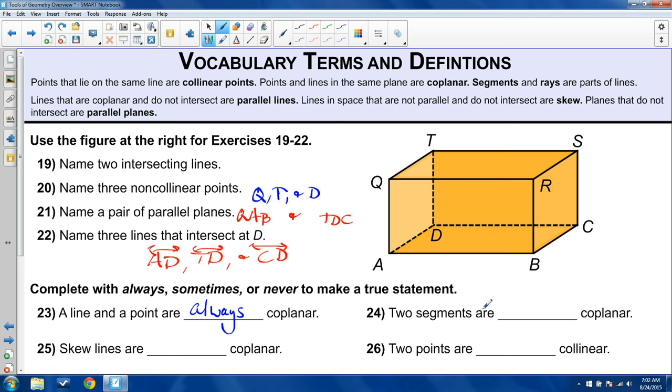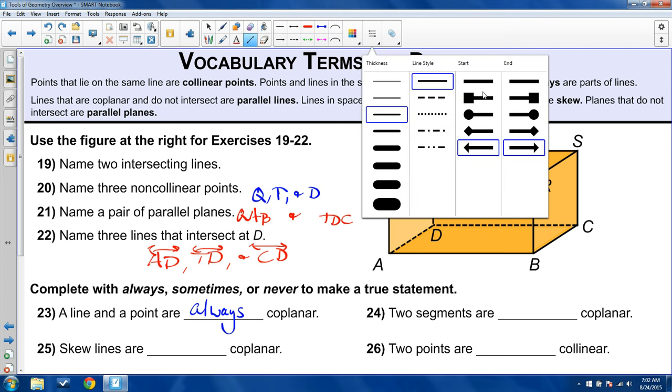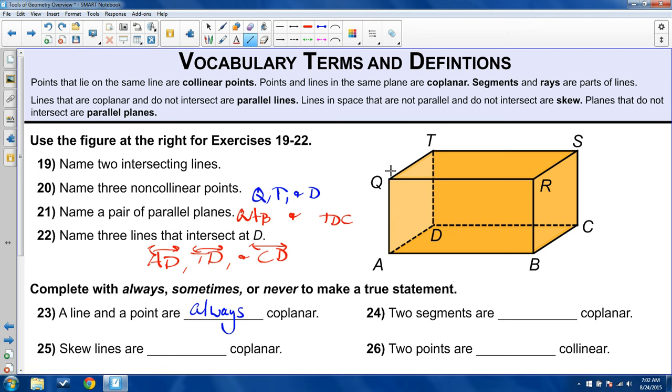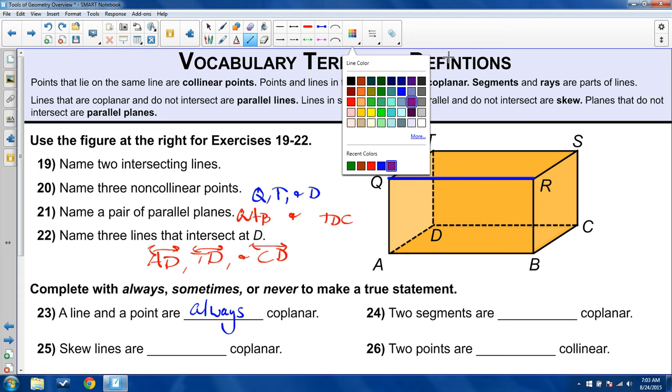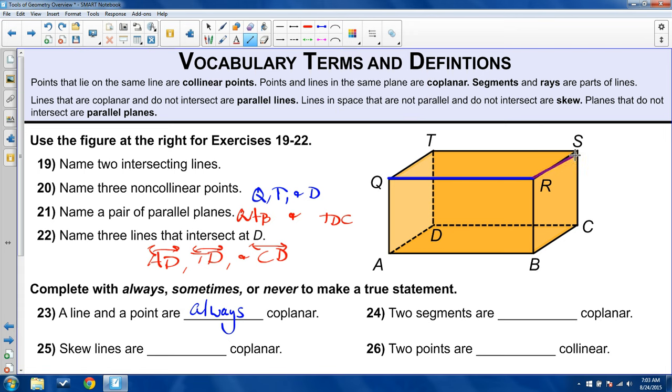Okay, number 24: two segments are blank coplanar. Here's the thing with all these statements. I want you to try to make the case that they're always coplanar. By that I mean give examples where they work and prove that examples don't work as well. So here's a segment and here's a segment. QR with RS: I can say they're on the same plane, QRS. I could even do it with QA, and say these two are on the same plane, QAB, this one right here. So I know that it might be sometimes true. Let's see if it's always true.